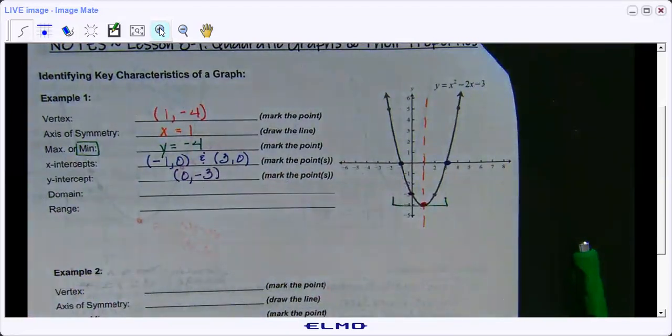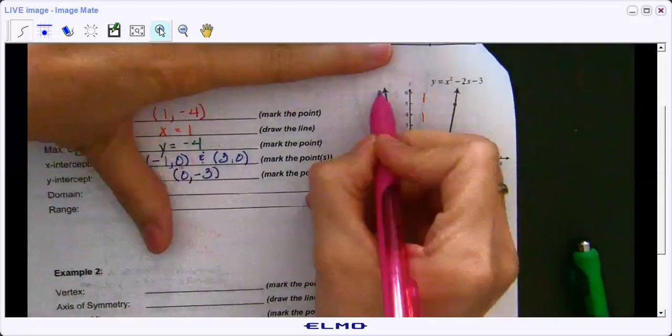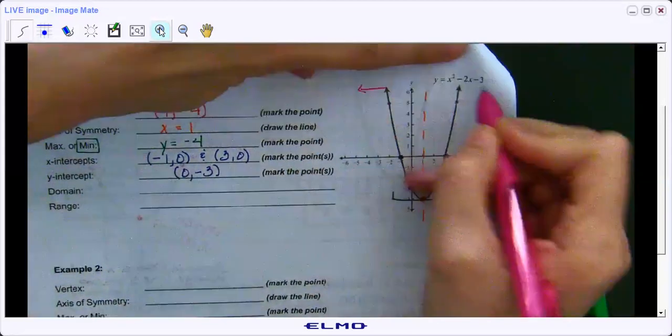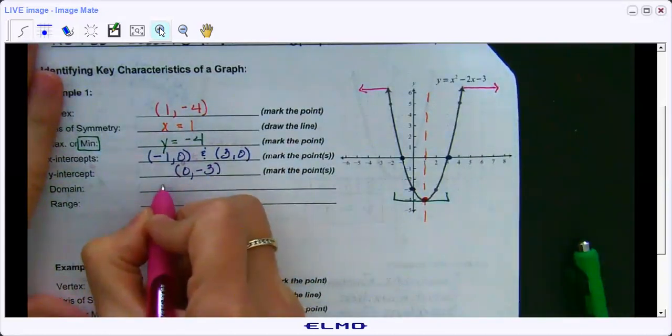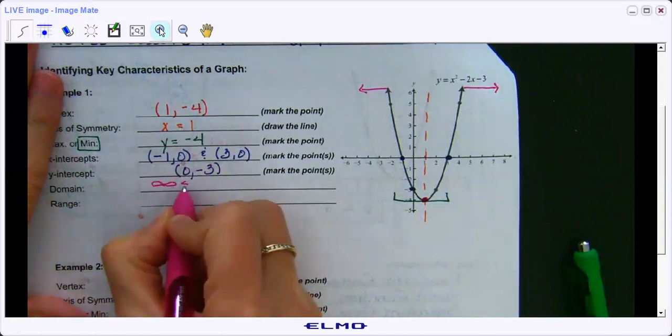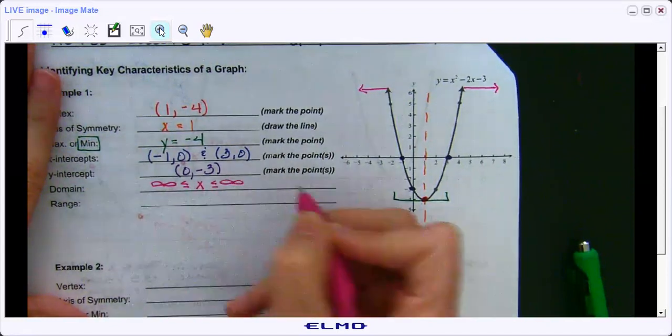Okay, now we're going to write out our domain and range. So what x values will this hit if it keeps going out in space to infinity? Infinite. So it's going to go infinite in the negative direction, and it's going to go infinite in the positive direction. So we would write this in function notation where it looks like this.